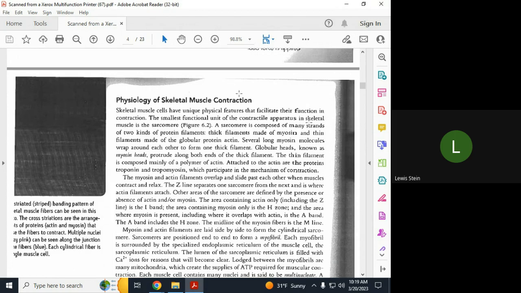So the smallest functional contractile apparatus in the muscle is the sarcomere. Remember, when we talk about a muscle fiber, that's effectively the cell. It's a unique cell because it's multinucleated, which means it's a confluence, a getting together of multiple cells.